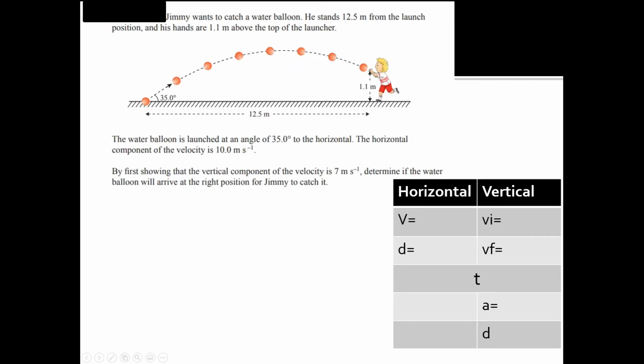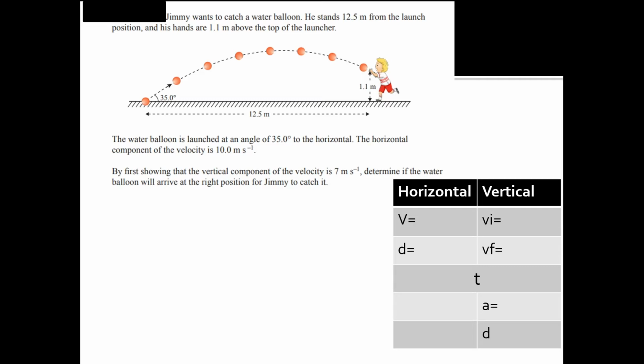It says Jimmy wants to catch a water balloon. He stands 12.5 meters from the launch position, and his hands are 1.1 meter above the top of the launcher. The water balloon is launched at an angle of 35 degrees to the horizontal, and the horizontal component of the velocity is 10 meters per second.